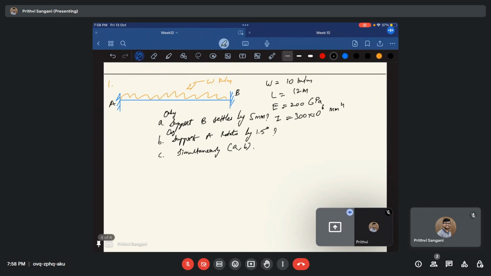How do we solve it? It is again easy. First, we find out the fixed end moments. You have to be very careful when writing the fixed end moments because of our sign convention: upwards positive and anti-clockwise positive. Now I need to write it in terms of a matrix, with degrees of freedom 1, 2, 3, 4.